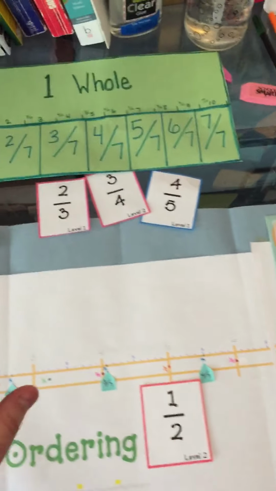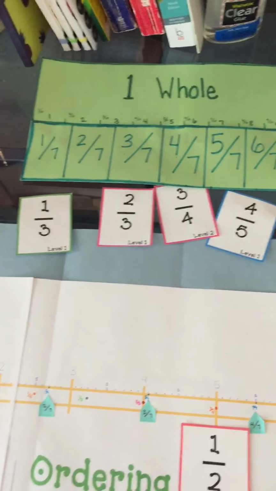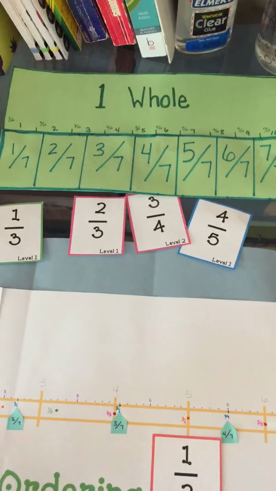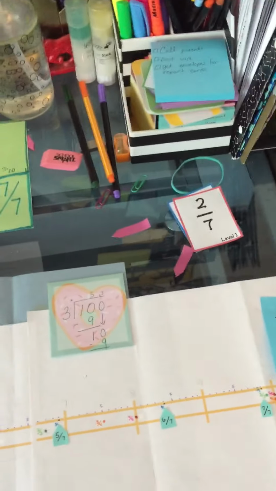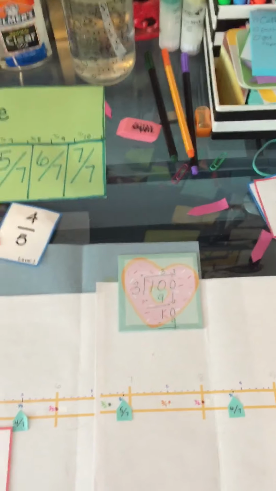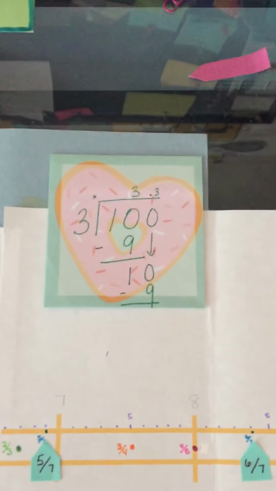So the next one that I want to talk about is our thirds. That means that we're going to have 3 groups. Now, that means that we're going to have 1 group, 2 groups, and then 3 groups. But how are we going to find out exactly where those are at? Well, this is what we're going to do. Just like we divided with the other one, we're going to divide here.